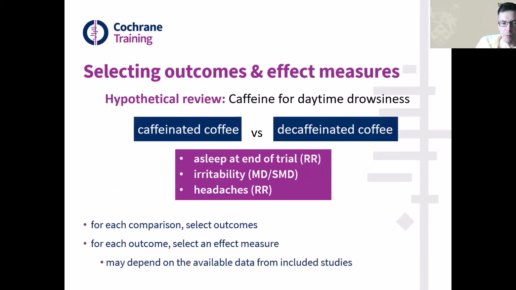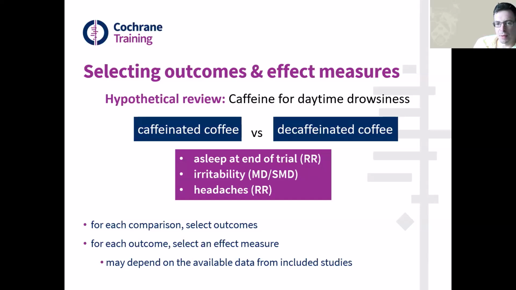So hopefully at your protocol level, you've decided what outcomes you want to measure from your review. I'm going to assume we're going to take three. Imagine we've got three outcomes here: whether you fall asleep during the trial, whether you're irritable in some sense during the course of the day, or whether you get a headache as a result of drinking the coffee. So here are three outcome measures that might relate to drowsiness and use of caffeine.